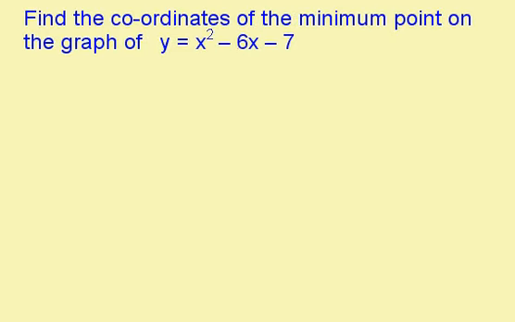Begin this question by completing the square. The coefficient of x is 6, half of that is 3. So we have (x − 3)². If I were to multiply this bracket out, I would have x² − 6x + 9. So I have to take off the 9 again. I then write on the −7. Simplifying this gives me −16.